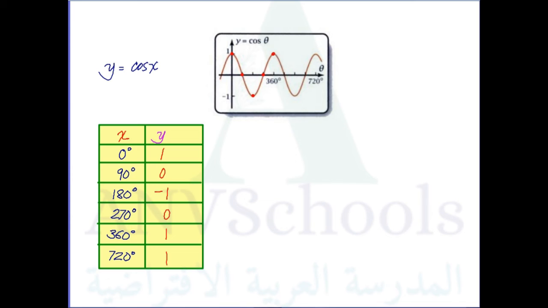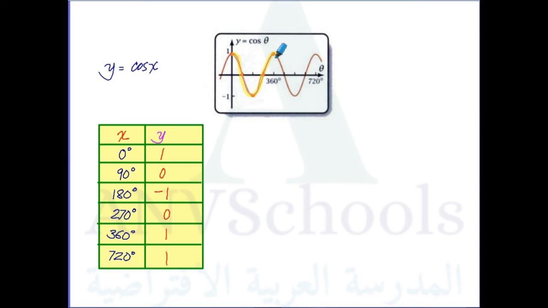So combining, or plotting the points together, we connect all of the points. Connecting all of the points will give us this curve, and that is 1 period. So this is 1 period. Okay? And this is for cosine of x.